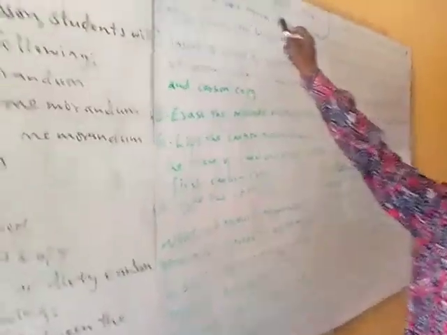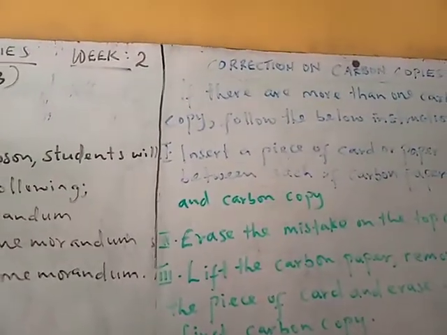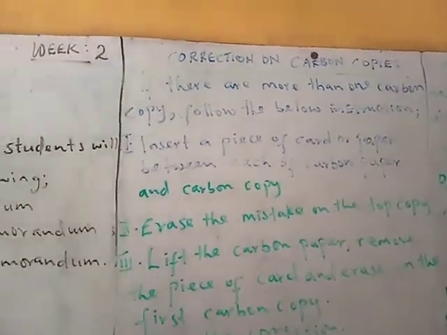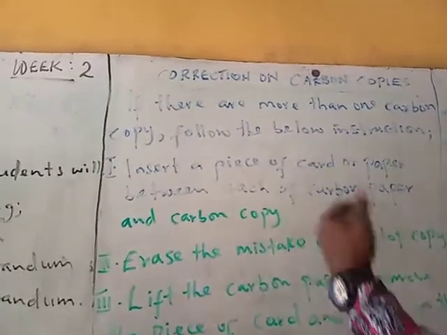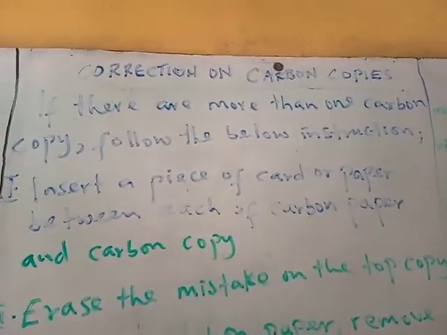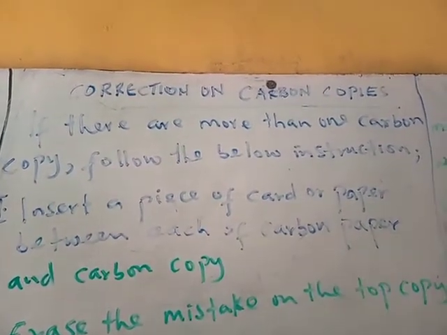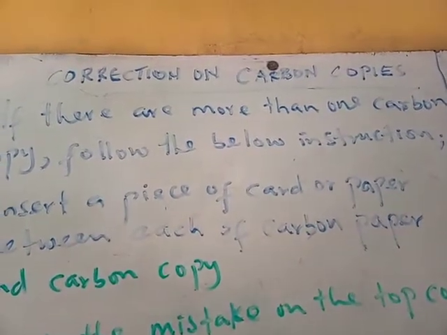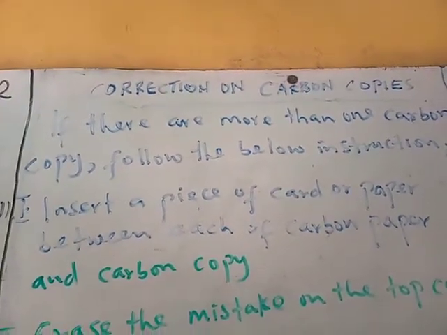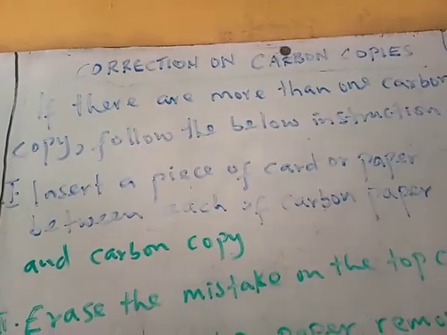Solution 2, let's go. We say correction on carbon copies. That's where you have more than 1 carbon copy where mistakes have been made and you have to correct them. Okay, so we have to follow the below instructions. 1, you still insert your piece of card or paper, like when we have only 1 copy. Still do the same thing in the first step. Between each of the carbon paper and carbon copy, you put a piece of card or paper.